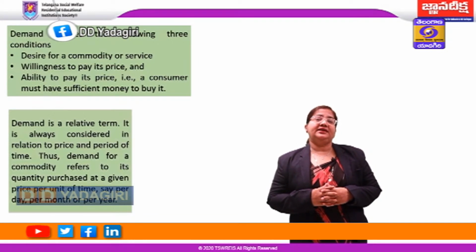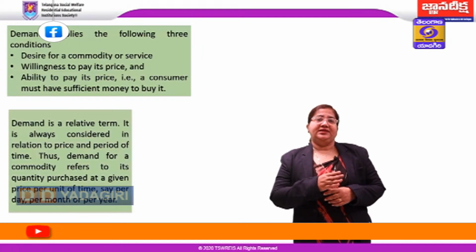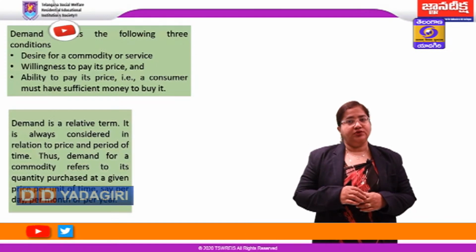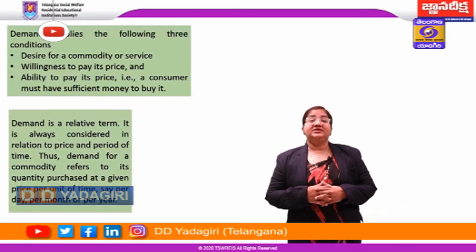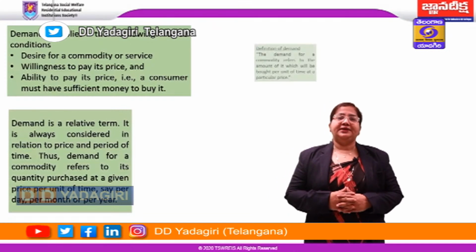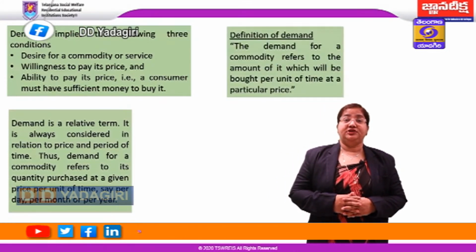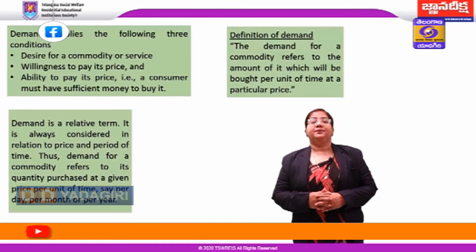What is this actually? We are relating price as well as time. The time is during a month. During a month, he is demanding 10 kgs of sugar at what price? 6 per kg of price. So this is demand. So always demand relates to price and per period of time. Definition of demand: the demand for the commodity refers to the amount of it which will be bought per period, per unit of time at a particular price.